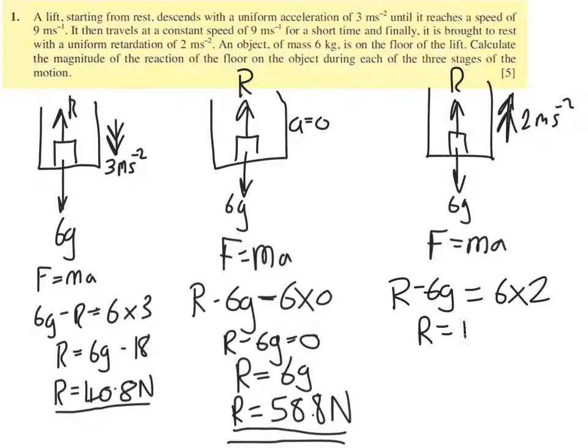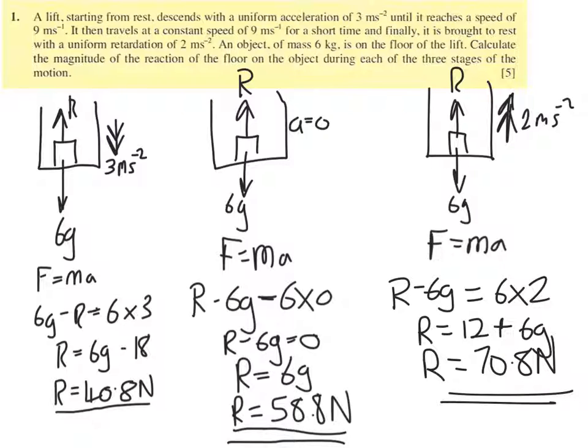R equals 12 plus 6g, which gives R as 70.8 newtons. Done. Okay, just be careful. It's all about getting your directions right. Which way's R? Which way's acceleration? Acceleration always dictates the positive on these two, on the F side.